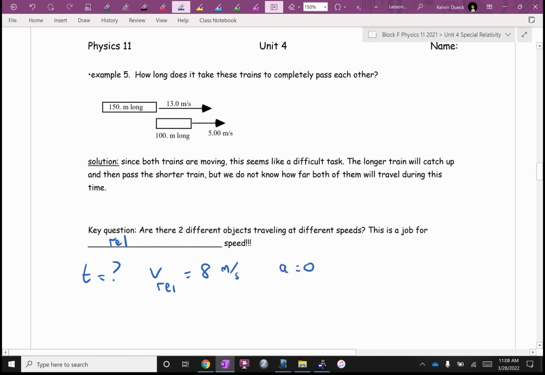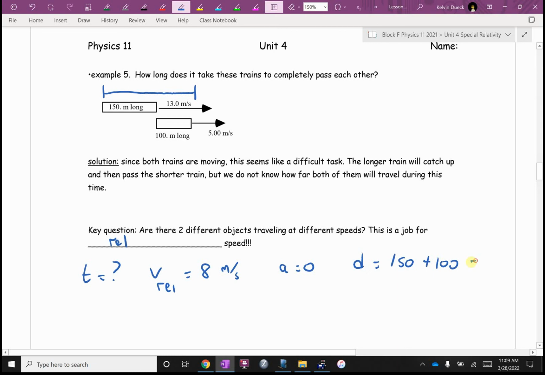Well, here's my argument, Zaina. I'm going to argue that for this train to pass this train, the back of the train has to get all the way up to the front of the train. And I know they're both moving, but I'm pretending that one is at rest. I'm ignoring that the earth is moving. I'm just focusing on them. So as far as I'm concerned, the distance the faster train has to travel is 150 plus 100.